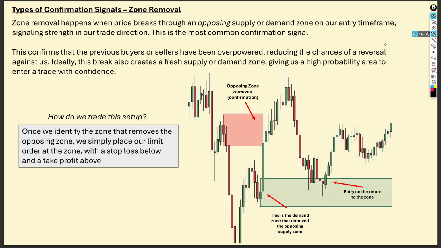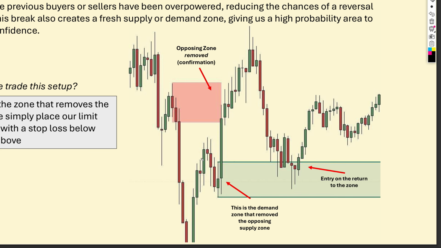All right, now we're going to dive deep into all the types of confirmation signals. The first one we will be talking about is easily the most common one, a zone removal. So let's say you are looking to buy at demand.